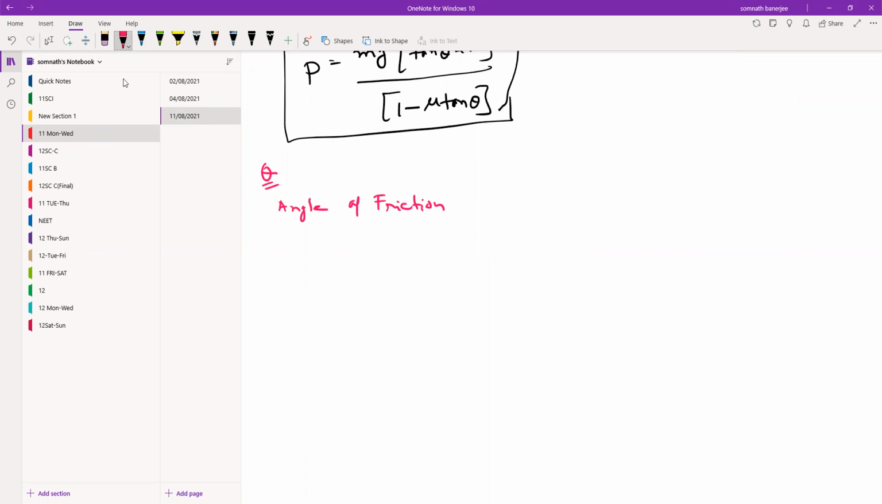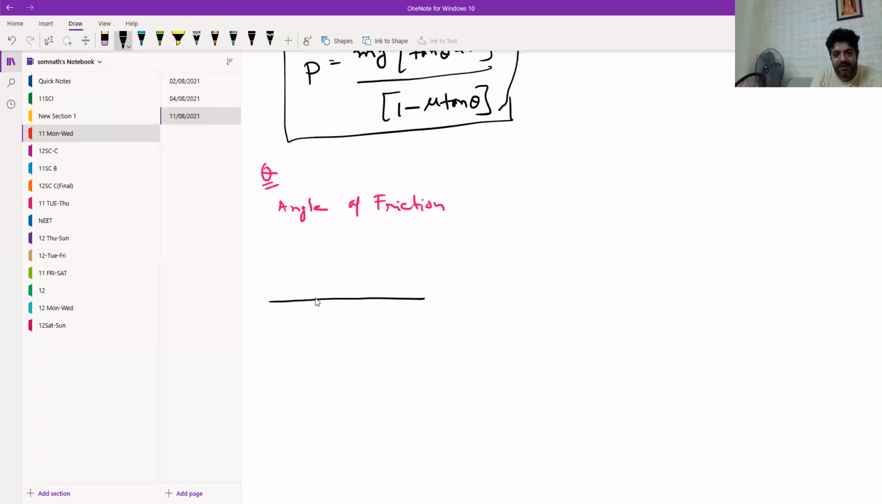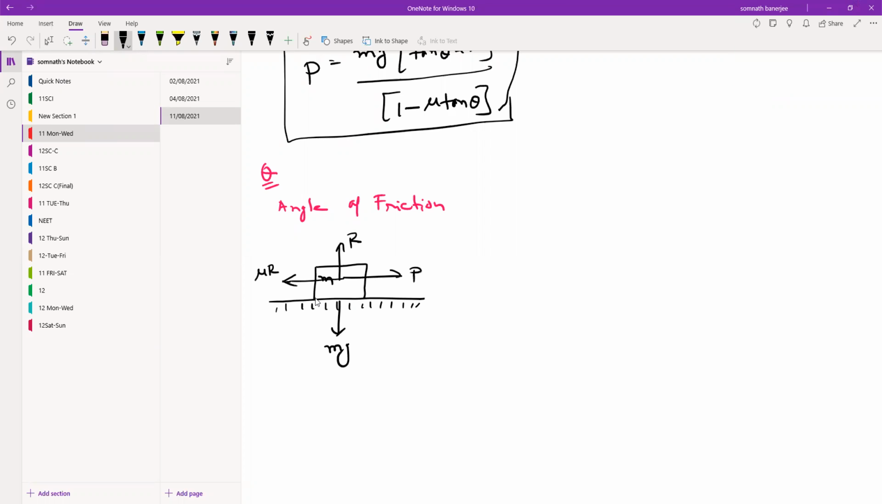Look, the definition of this angle of friction: suppose I have a block, take any, let the mass be m, this is the frictional surface. So mg is acting downward, normal reaction is acting upward. You are applying an applied force in this direction, so obviously my frictional force acts in the opposite direction. Yes or no? Yes sir.